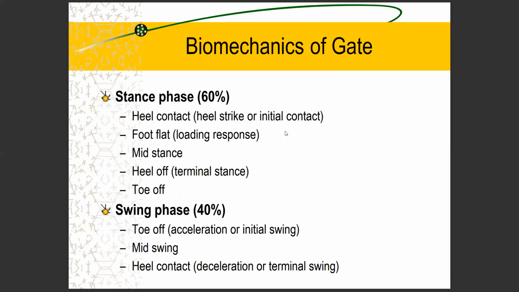If we talk about the biomechanics of gait, here we will not discuss it in detail as we will discuss it in the next semester, inshallah. The human gait is actually made up of two phases: the stance phase and the swing phase. The stance phase is 60%, while the swing phase is 40%.